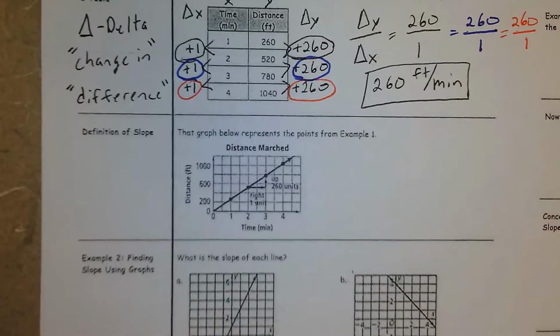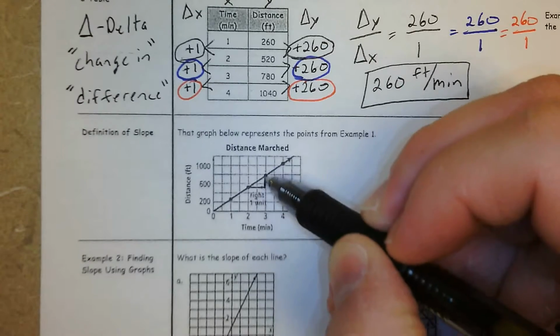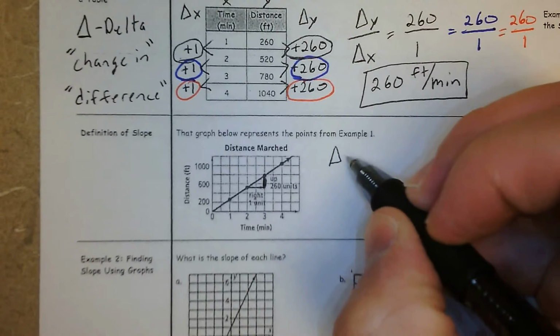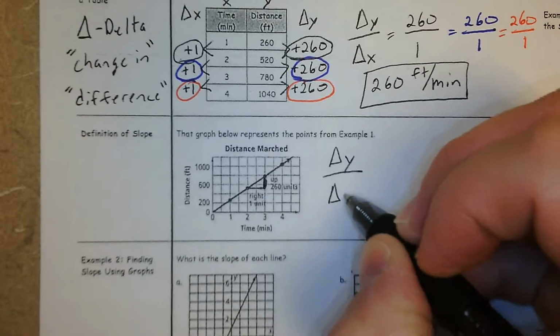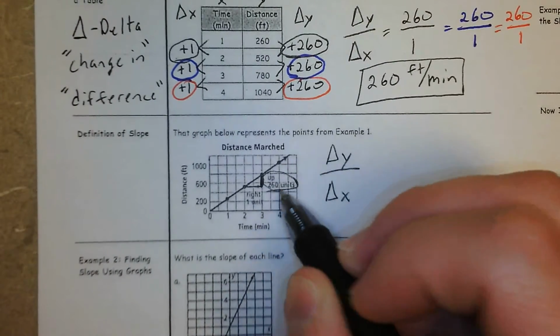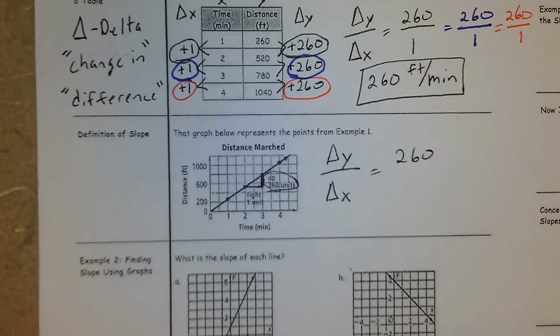Well, I can take a look at this, and I know, again, the change in my height, my change in y, so change in y divided by change in x. It goes up by 260, so 260 would go on top, and it's positive because we're going up.